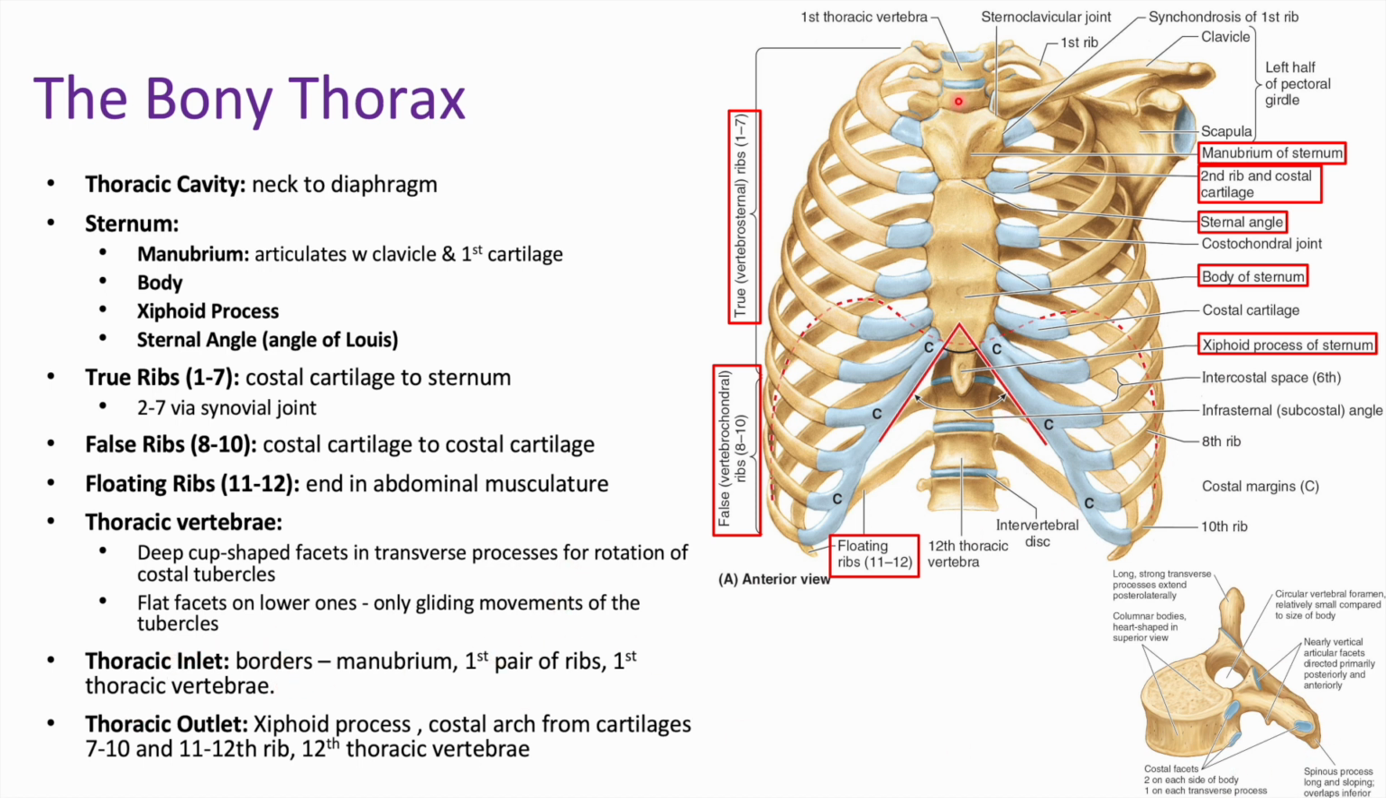Finally, we have our thoracic inlet, up here, the entrance to the thorax, and our thoracic outlet down here, which is the exit. Our inlet is bordered by just what you would imagine: the manubrium anteriorly, the first pair of ribs laterally, and the first thoracic vertebra posteriorly. Our thoracic outlet is formed by the xiphoid process here, the costal arches from cartilages 7 through 10, and the 11th and 12th ribs down here. It follows this shape, runs around, and then ends at the 12th thoracic vertebra.